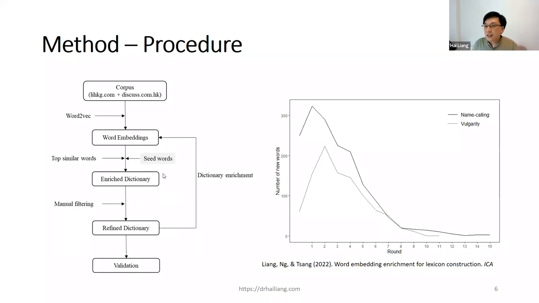So the method is easy to understand and also easy to implement. But the problem is that it's not purely automatic, which means you need to construct the seed words manually, and also you need to manually filter. So this may cost some time. We tried to see how many times we need to repeat this process. You can see that normally around 10 rounds, repeated 10 times, we cannot find any more vulgar words. For name calling it takes longer, around 15 times.